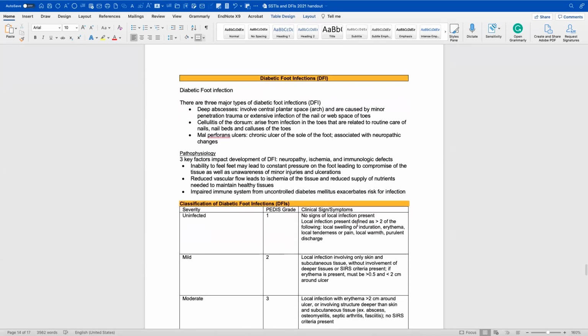So now we have reached the end of the road and we are going to talk about diabetic foot infections. And if you all have made it through SSTIs, I have firm faith that you will be able to make it through these diabetic foot infections.